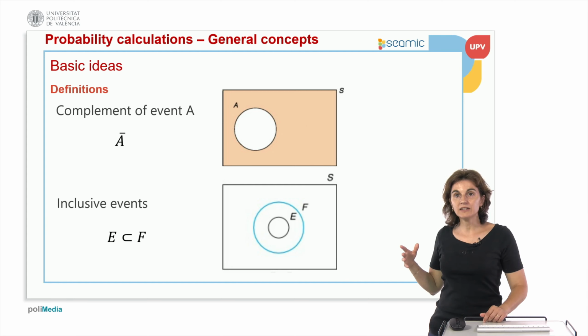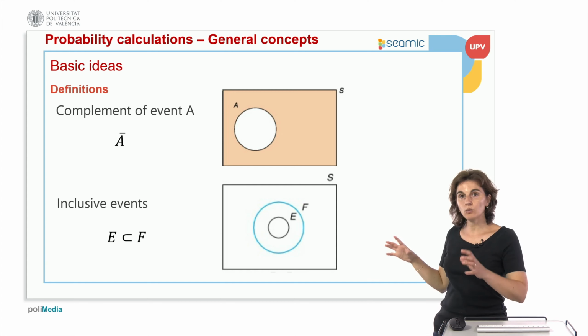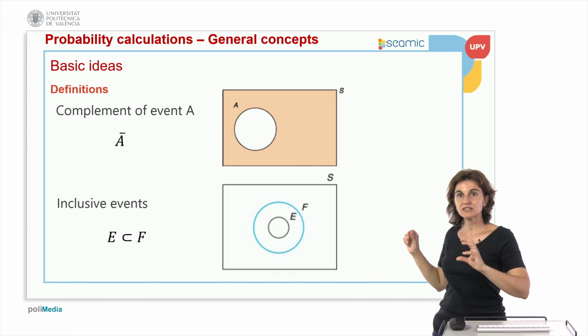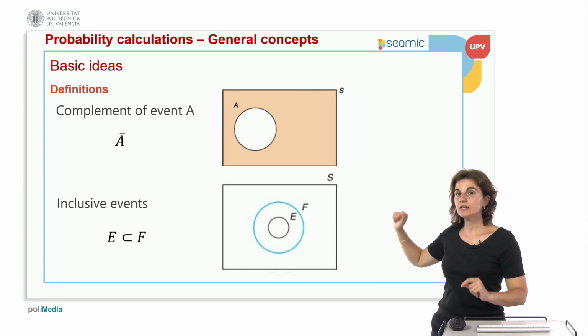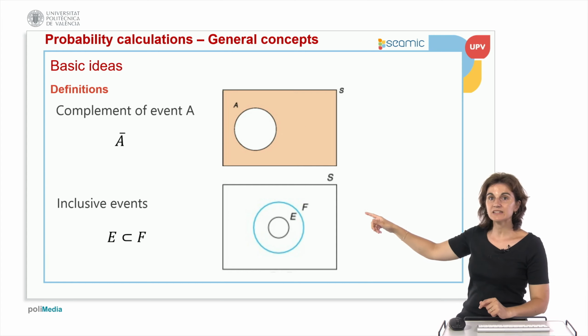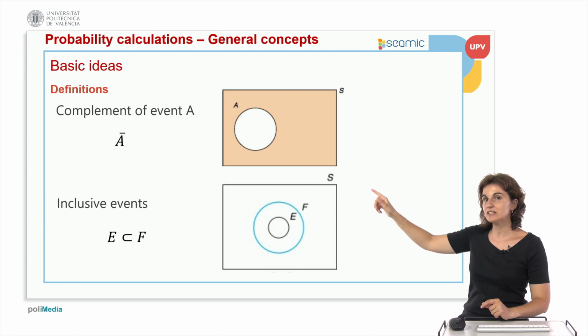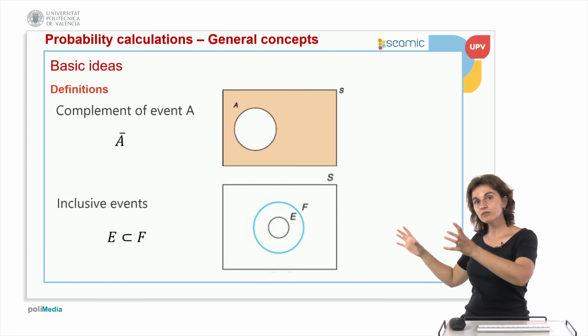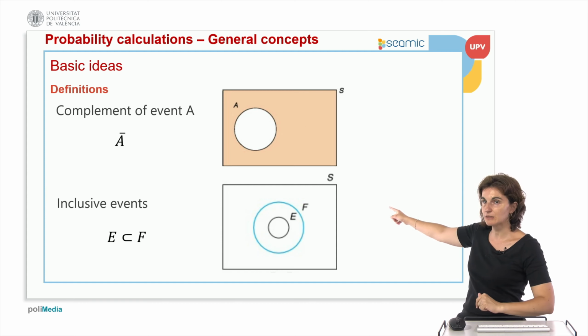Also, we can define inclusive events. Inclusive events mean that we are working with two events, such as it is the case in the slide, like E and F. And as you see here, E is a subset of F. So that means that E is included in F. And both are included in the sample space, which is bigger, and this is represented by S.